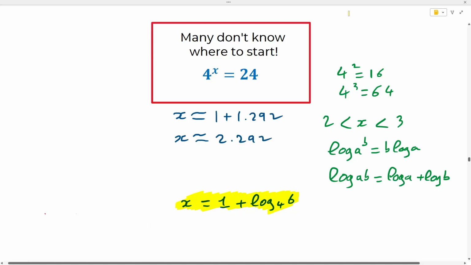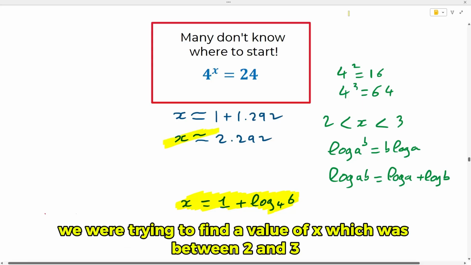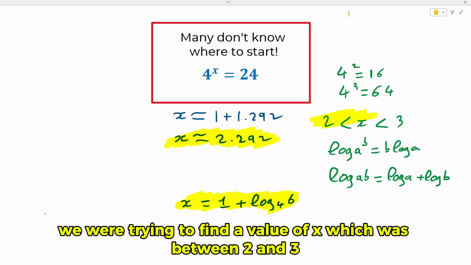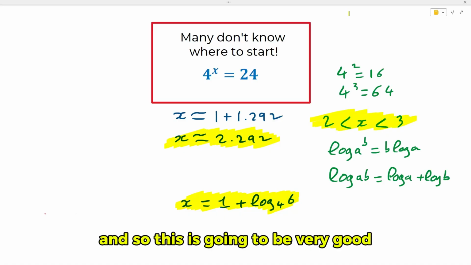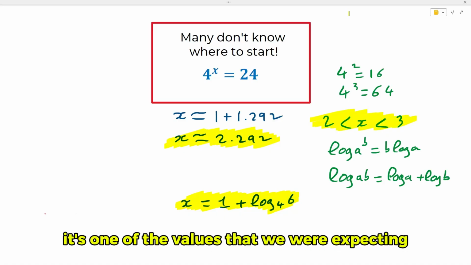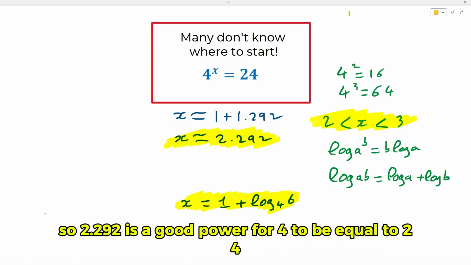2.292. And if you remember at the beginning, we were trying to find a value of x which was between 2 and 3. And so this is going to be very good. It's one of the values that we were expecting. So 2.292 is a good power for 4 to be equal to 24.